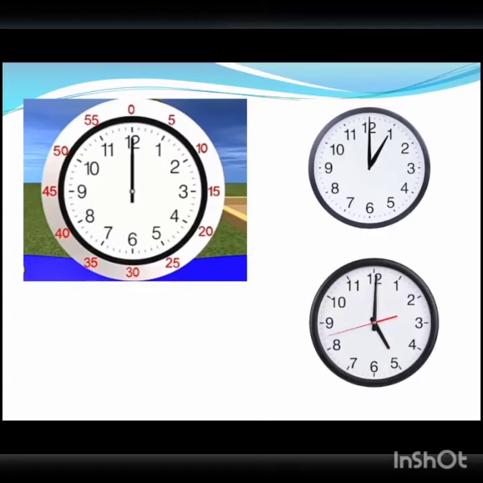In the last picture, you can find the smallest hand, that is the hour hand. Now you can see the red colored hand. It is known as the second hand, which is the fastest one. And the hand which lies on 12 is known as the minute hand.